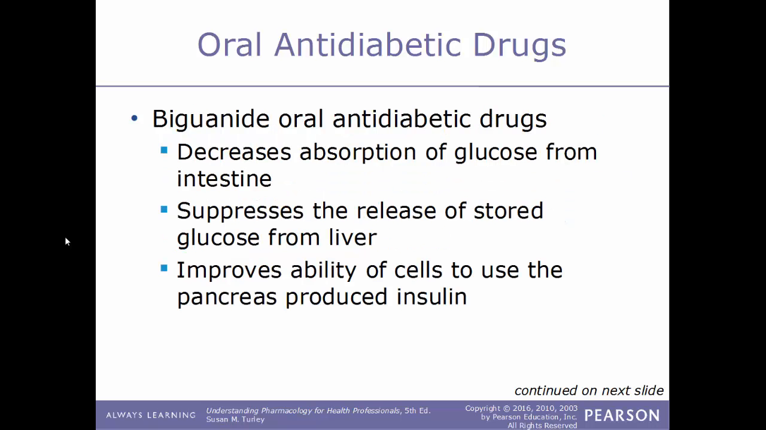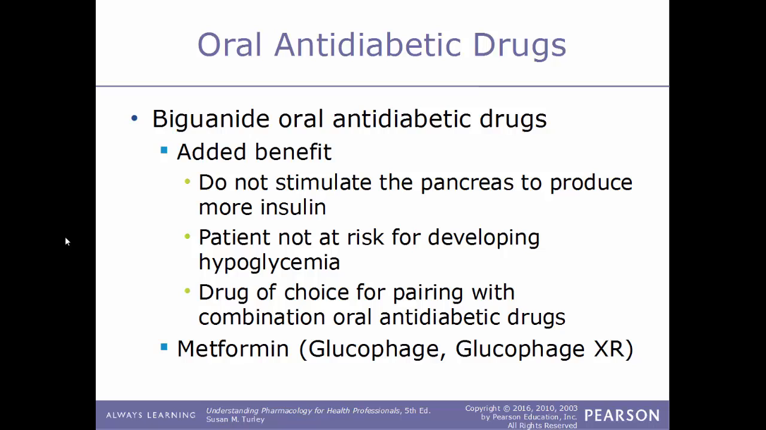Another class of oral antidiabetic drugs are the biguanides, and these act by decreasing the absorption of glucose from the intestines. They also act by suppressing the release of the stored glucose from the liver. They also improve the ability of cells to use the pancreas-produced insulin. Now, there's an added benefit to this class of drug. They do not stimulate the pancreas to produce any more insulin, so the patient is not at risk for developing hypoglycemia. And this is the drug of choice for pairing with combination oral antidiabetic drugs. A good example of this would be metformin, also known as Glucophage or Glucophage XR.